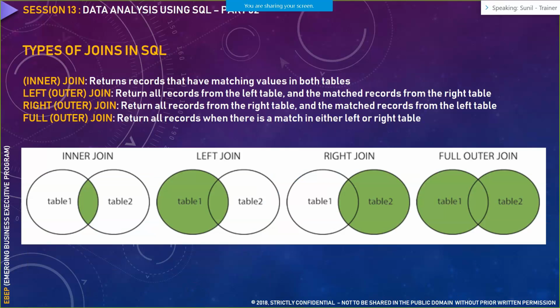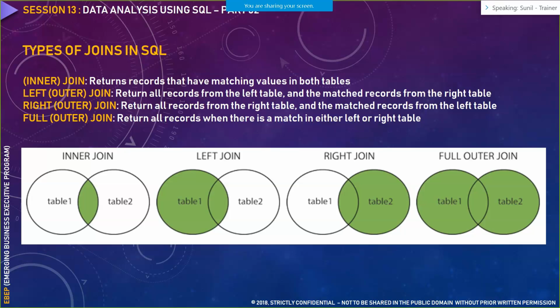Now there are different types of joins in SQL. First is inner join, then there is left outer join or left join, then right outer join or right join, and then full outer join or full join. What does inner join do? Inner join returns records that have matching values in both tables. Whenever there is a match between both the tables, all the matching results would be presented to you with the help of inner join.